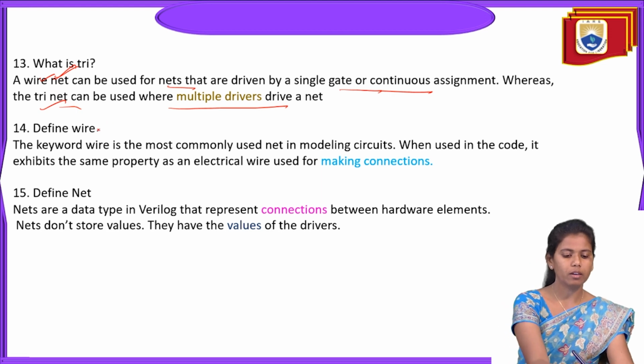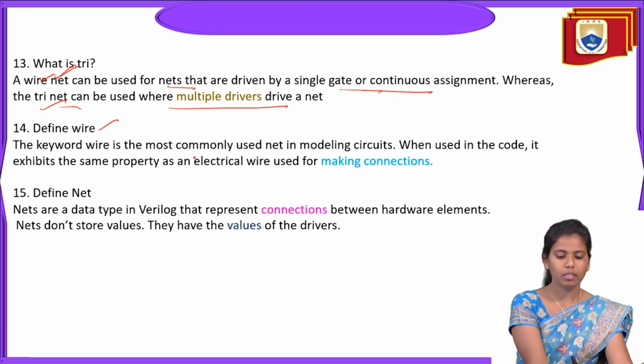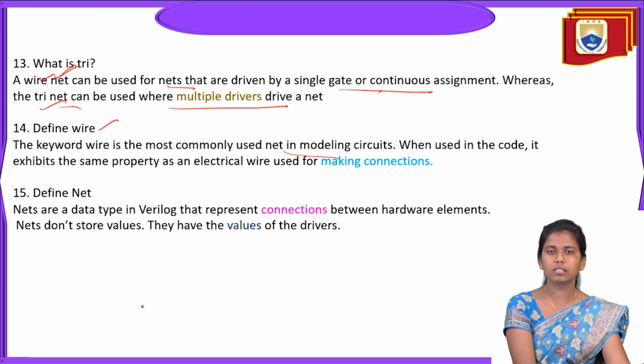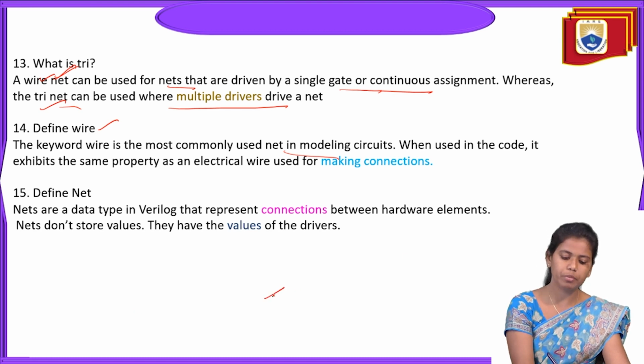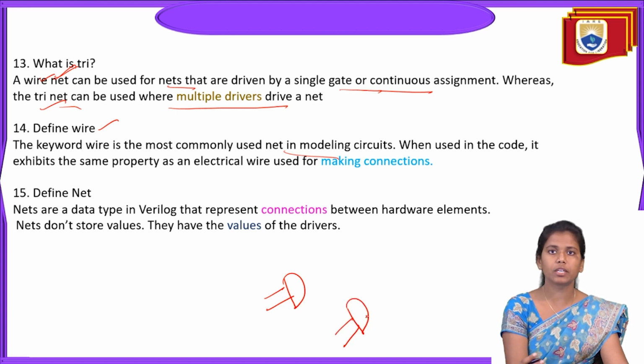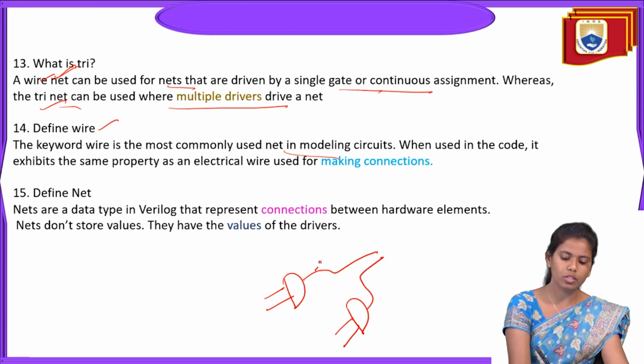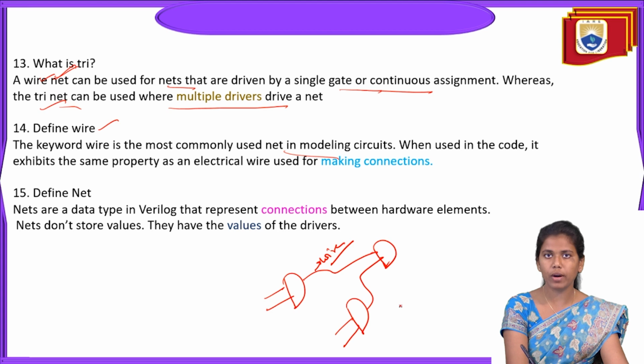Then coming to the wire. Wire is a keyword, the most commonly used net in modeling circuits. For example, if I'm modeling some device, in order to model it I need to interconnect all the gates, right? For that purpose I'm using a wire. So this is nothing but the wire. Wire is meant to interconnect the devices. It's a keyword, the most used net in modeling circuits.